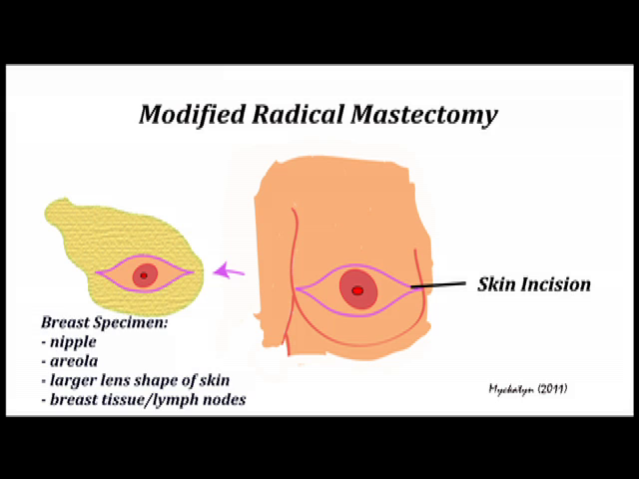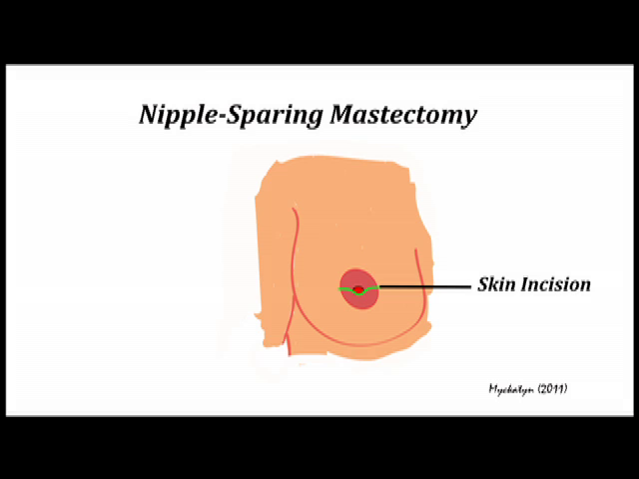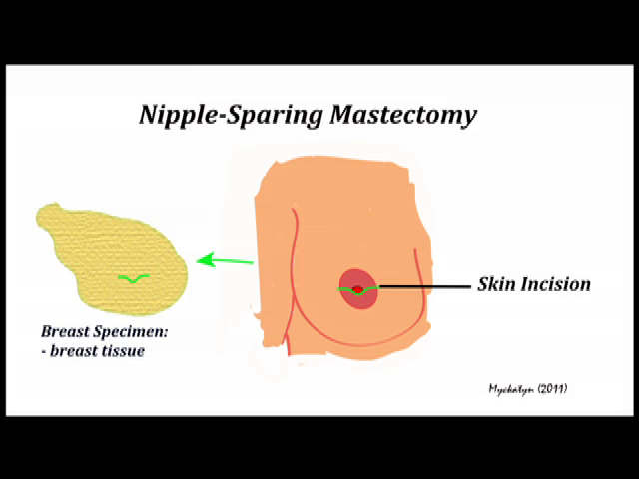In some patients, a nipple-sparing mastectomy can be performed. In this case, the nipple and the areola are left, and an incision is made in the central breast and the breast tissue removed through this small incision.